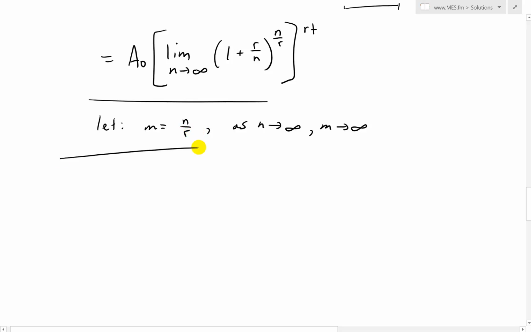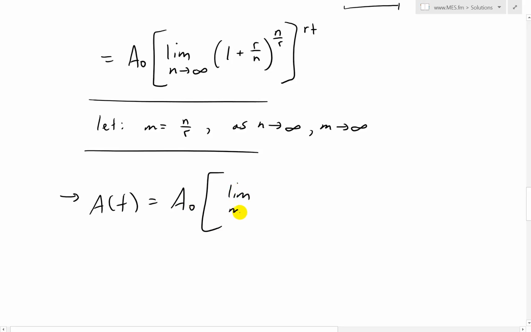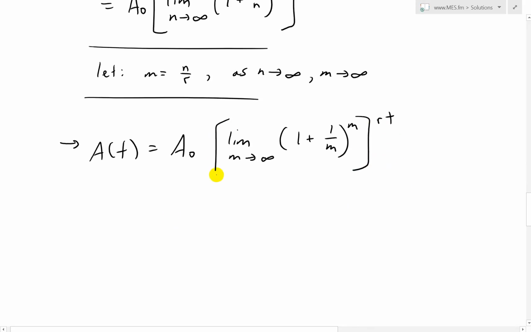So what we get is A of t is equal to a0, and then put this all in brackets, limit as m approaches infinity of, let's draw this infinity a bit neater, one more time. So now we have here 1 plus r over n, that's, well, the flip side of this, that's n over r, that's just 1 over m. So 1 over m, and then what we have right here, n over r, is just m. And then this is all to the power of rt, like that, right? This is a bit neater.